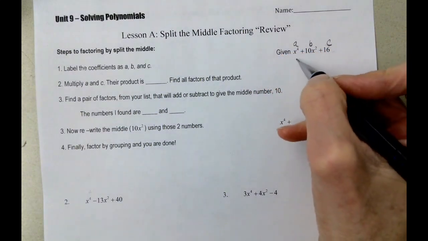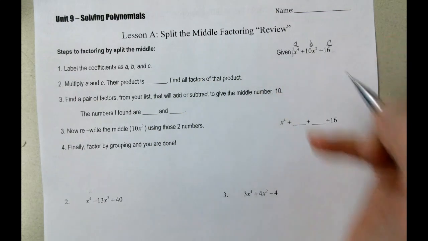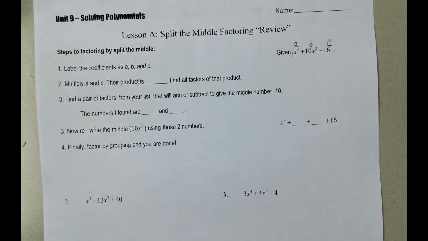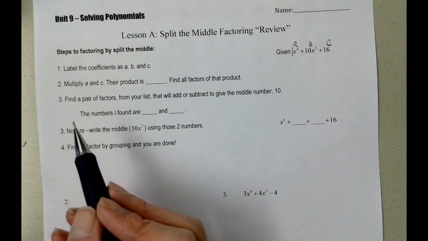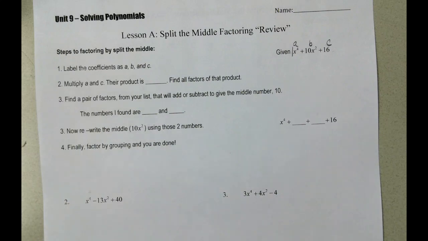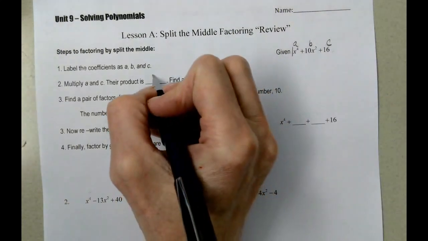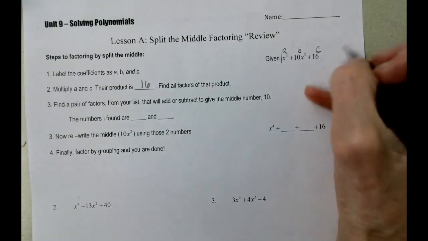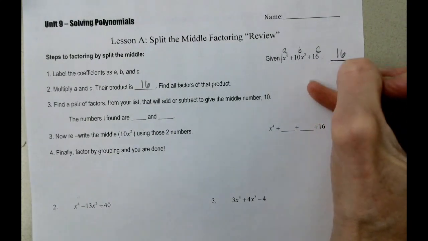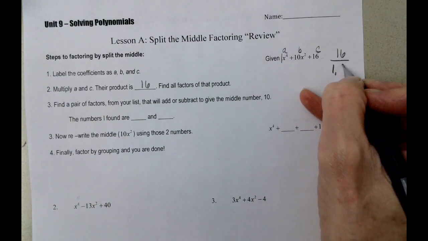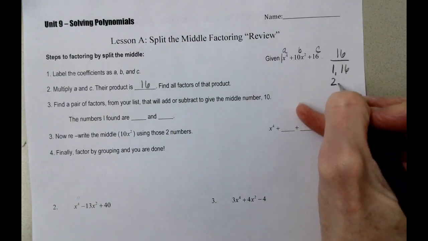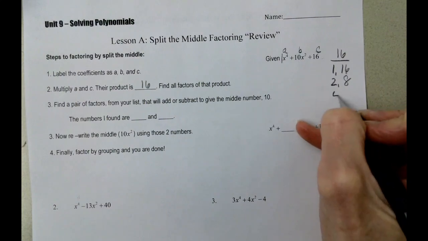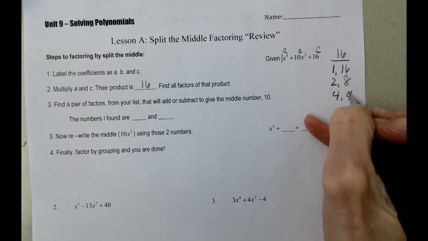A reminder that the number in front of the x to the fourth is 1. We're going to step 2, multiply a and c. So 1 times 16 is 16. And then we want to list all of the factors of 16. And the factors of 16 are 1 and 16, 2 and 8, and 4 and 4.